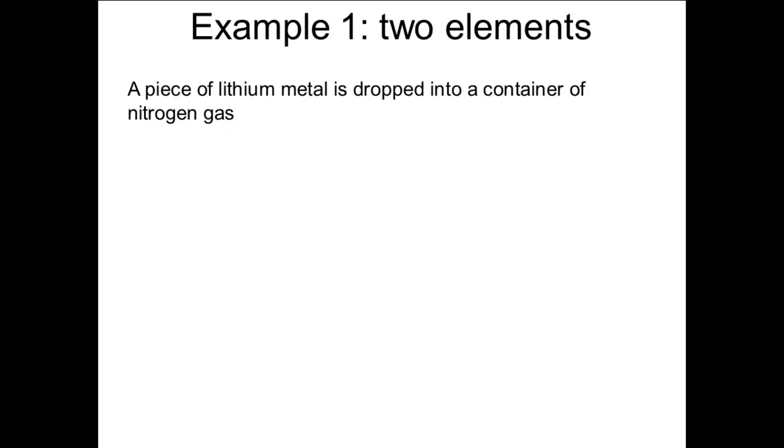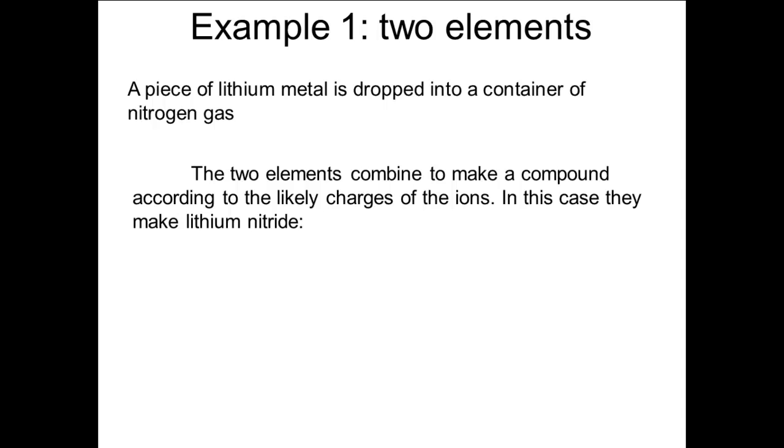Example 1. 2 elements. A piece of lithium metal is dropped into a container of nitrogen gas. The 2 elements must combine to make a compound according to the likely charges of the ions. In this case, they make lithium nitride. The lithium is a +1 ion, and the nitride is a 3- ion, so we get this reaction.